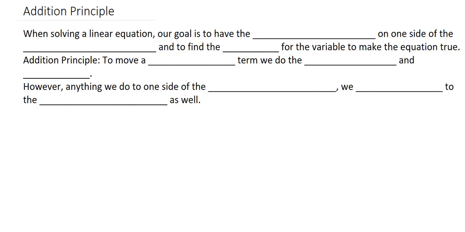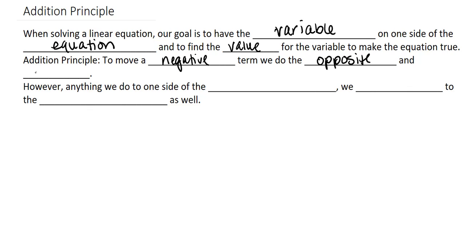Addition principle. When solving a linear equation, our goal is to have the variable on one side of the equation, and to find the value for the variable that makes the equation true. So the addition principle is to move a negative term. We do the opposite, and we're going to go ahead and add.